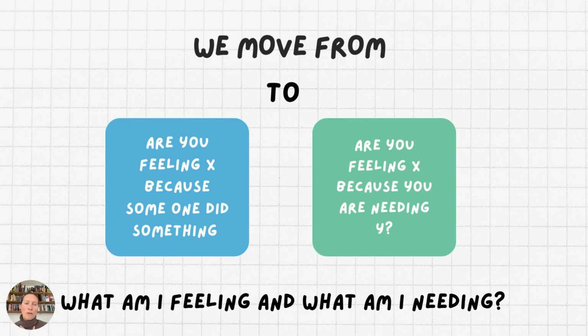So we can move from I'm feeling whatever because somebody did this, which gives a lot of power to the other person. It's a kind of powerless place to be: I'm feeling this because you did that, because he did that, she did that. To I'm feeling this because I'm needing acknowledgement. I'm needing someone to be with me and feeling lonely. I'm needing some space. I'm feeling this because I'm needing that.